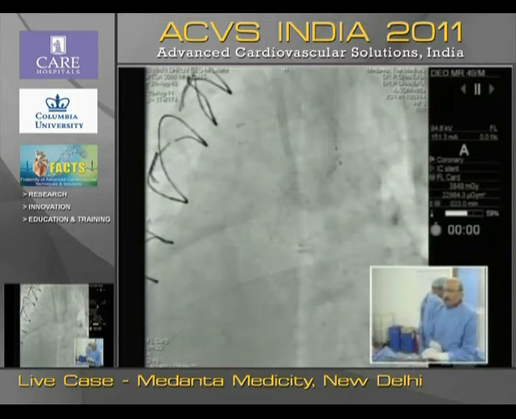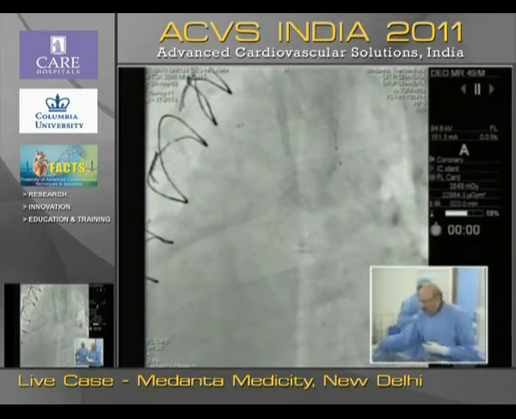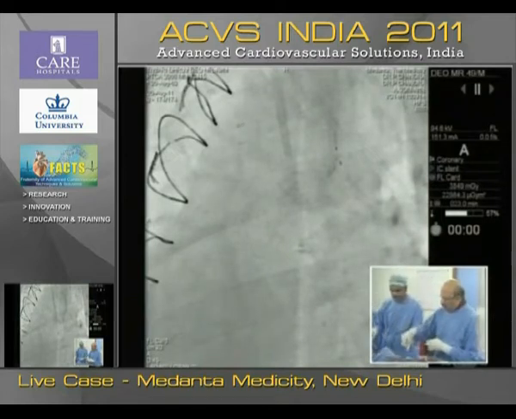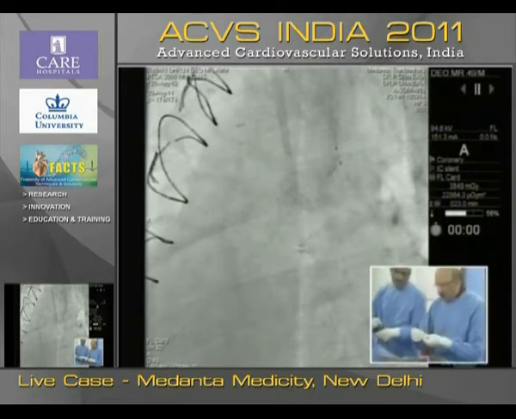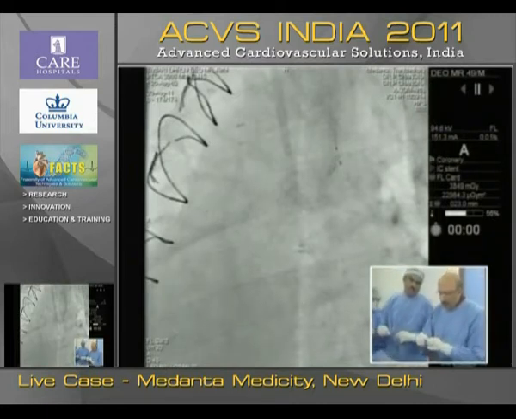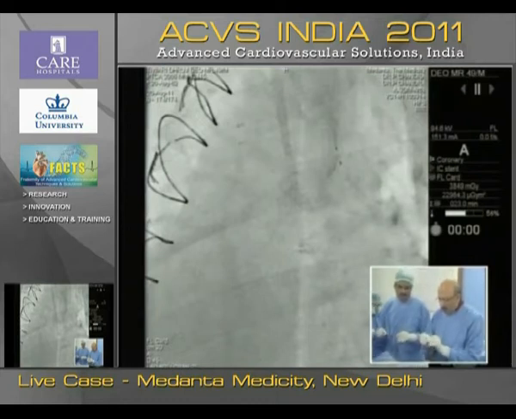So I hope most of you agree that the choice of stent in this kind of situation, where you don't want to use a DES because of dual antiplatelet therapy, and still want to have the benefits of drug, I think choosing a drug-eluting balloon with the stent is a good idea.